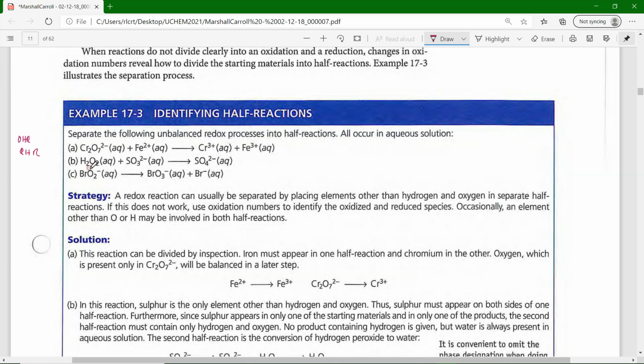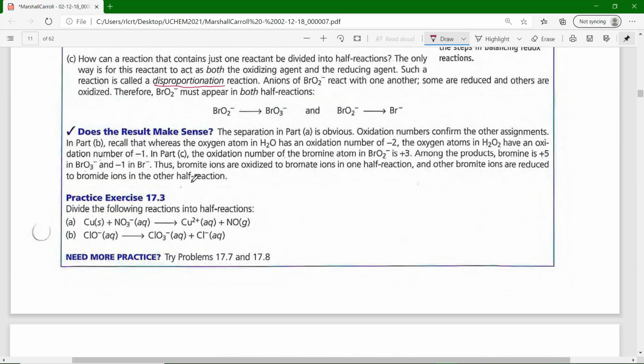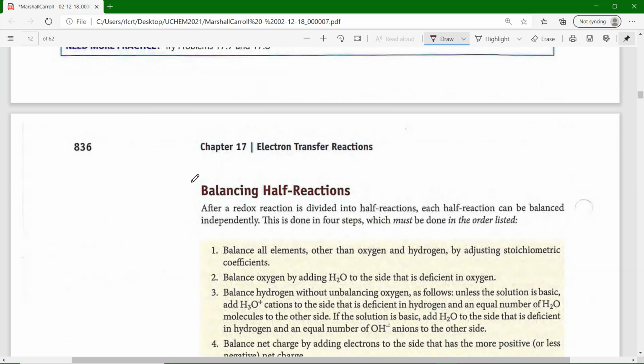BrO2 minus, oxygens minus 2, bromine plus 3. So that gives a total of minus 1. And here, oxygen minus 2, bromine plus 5. So you're going to have oxidation, like I said, from BrO2 minus to BrO3 minus. Br minus is minus 1, so I'm going to have reduction from BrO2 minus to Br minus. Okay? And so that's good. There's the whole story.